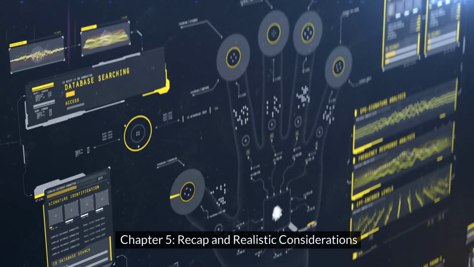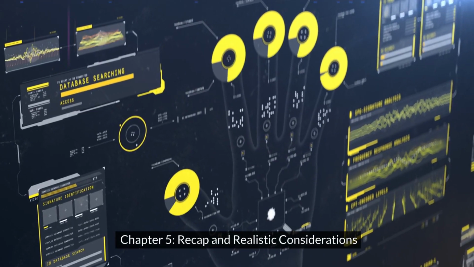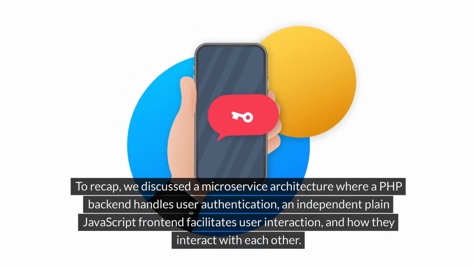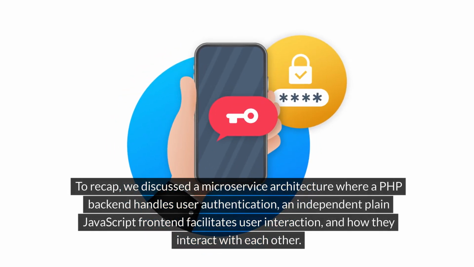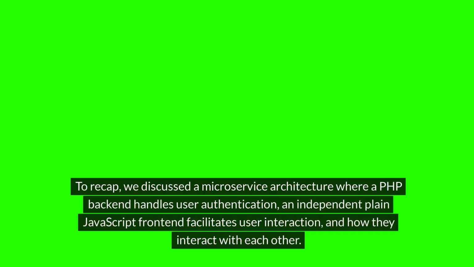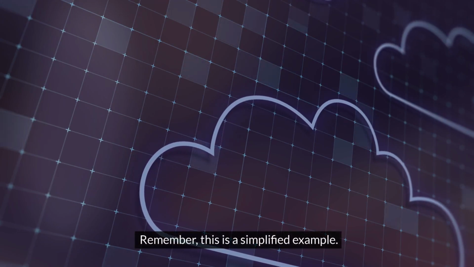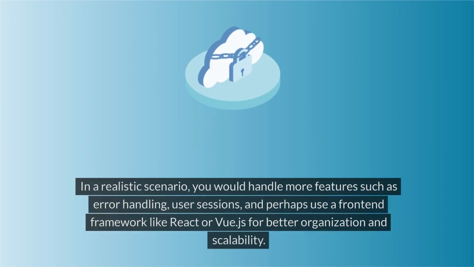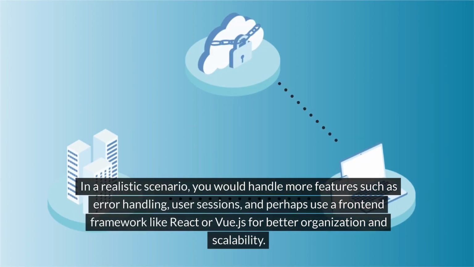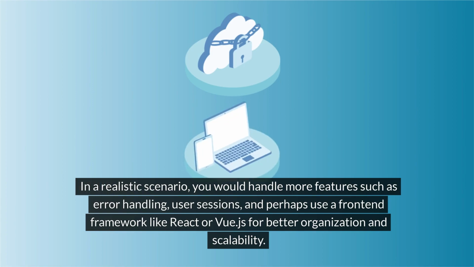Chapter 5: Recap and Realistic Considerations. To recap, we discussed a microservice architecture where a PHP backend handles user authentication, an independent plain JavaScript frontend facilitates user interaction, and how they interact with each other. Remember, this is a simplified example. In a realistic scenario, you would handle more features such as error handling, user sessions, and perhaps use a front-end framework like React or Vue.js for better organization and scalability.